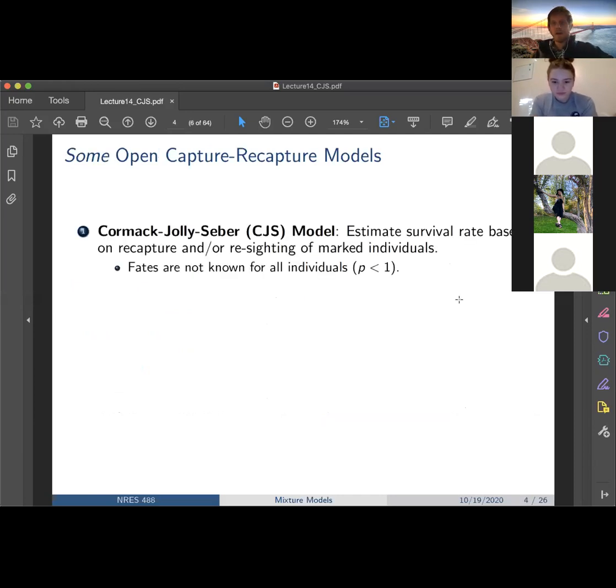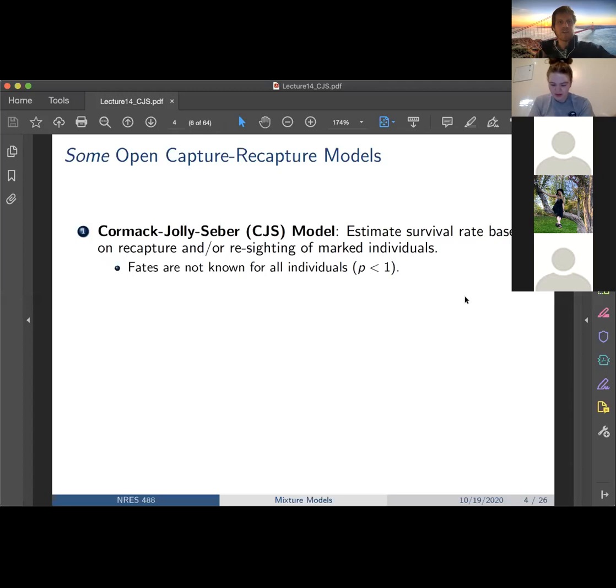Here are some of the main open capture-recapture models. These aren't all of them. This is an open area of research in wildlife methods. Some of my research focuses on developing methods to estimate population size or building new extensions to these models. But here are kind of the cornerstones of open capture-recapture models. So if you know these ones, you have a very good basis or foundation for estimating wildlife population dynamics.